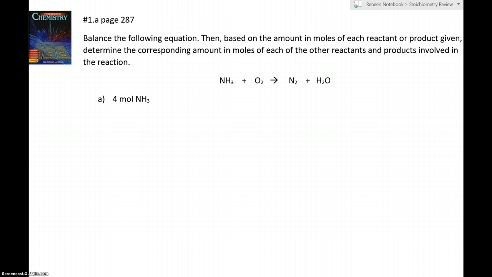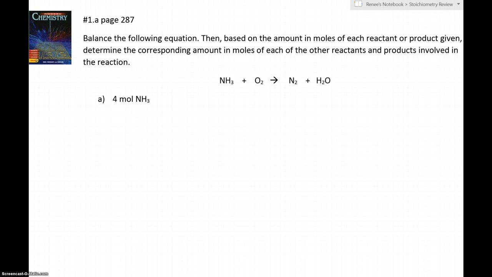The problem reads as follows. Balance the following equation. Then, based on the amount in moles of each reactant or product given, determine the corresponding amount in moles of each of the other reactants and products involved in the reaction. So here I see that we have ammonia and oxygen reacting to produce nitrogen and water.